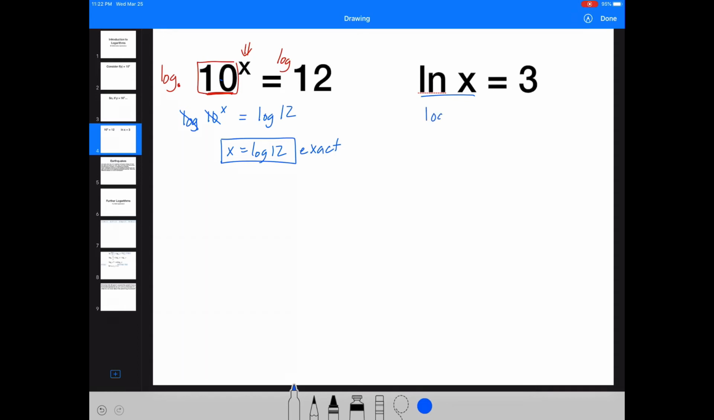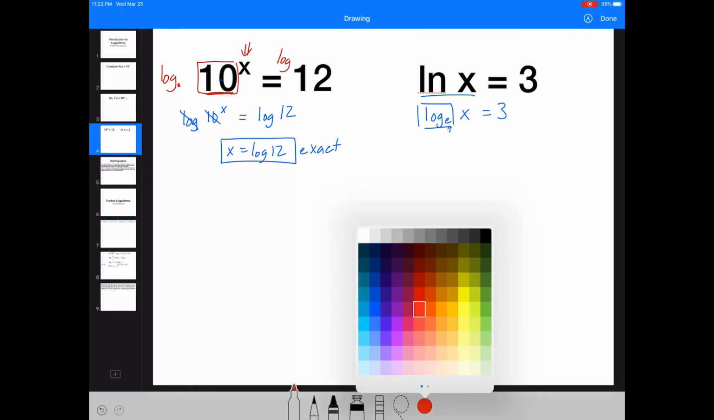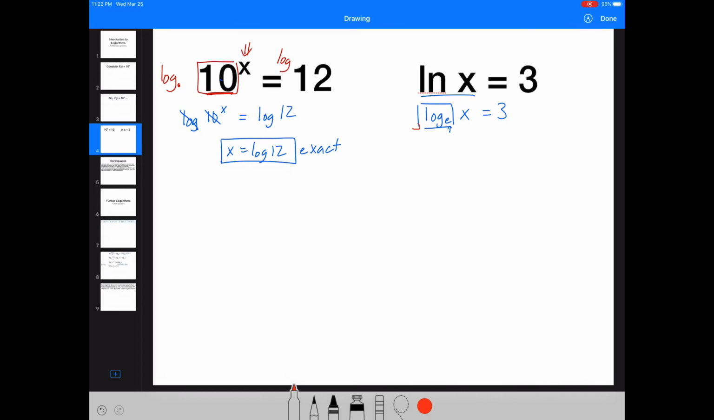Okay, so the first thing I'm going to do is remember that this is log base e of x. You don't have to make this middle step if you don't want to, but a lot of students will find comfort in being able to see the base before they do anything. Okay, my next step in order to get x by itself is to get rid of this log base e. Well, what's the opposite or the inverse of log base e? Well, it's an exponential.